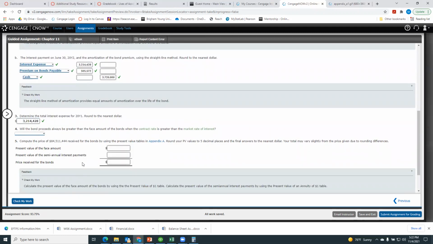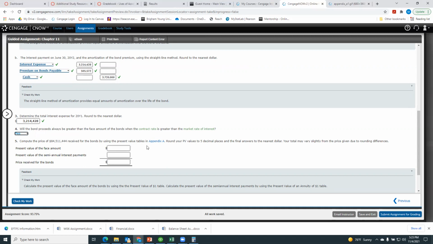It's going to ask us the question, will the bond proceeds always be greater than the face amount of the bonds when the contract rate is greater than the market rate of interest? So again, I have to ask myself, if the contract rate, that's the amount printed on the bond, which doesn't change, is greater than the market interest rate, that means the market rate of interest must have dropped. And if that drops, then the price of bonds goes up. So will the bond proceeds always be greater than the face amount if the contract rate is greater than the market interest rate? And the answer is yes.